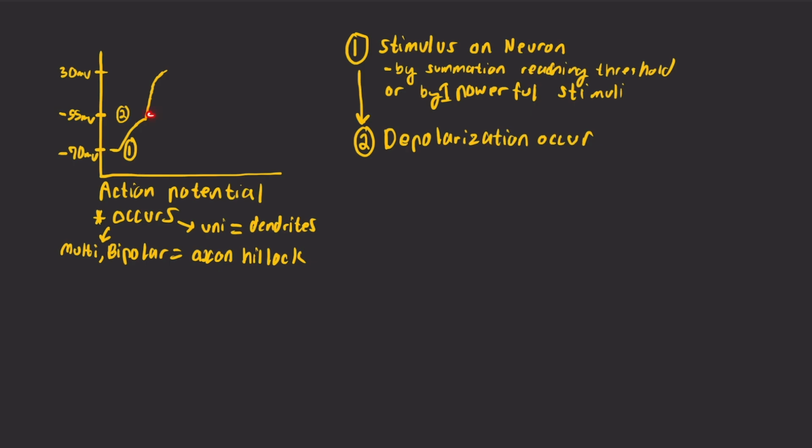Okay, as you can see here. Now, because we've reached the threshold to generate the action potential, when depolarization occurs, this will happen at negative 55 millivolts. That's a very important value to remember. This will occur because enough sodium voltage-gated channels, not just your regular leakage channels, but your voltage-gated channels, will open. Okay, so enough of these have opened.